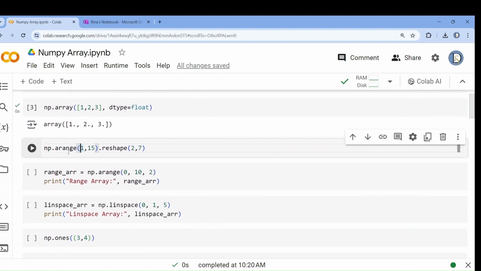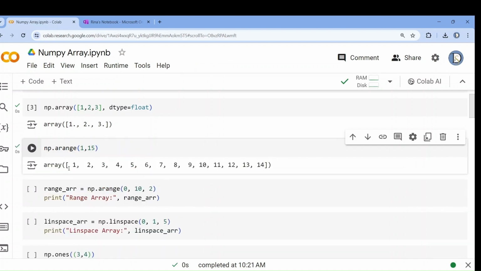Next, by using the arange function, np.arange 1 to 15. That means 1, 2, 3, 4, 5, 6, the numbers will be generated. Now I have written it, just let me show it first. What will happen? An array will be created from 1 to 14. The last one is excluded.